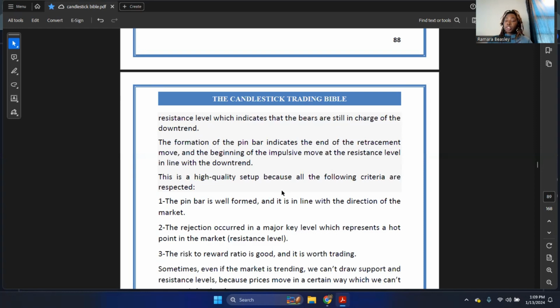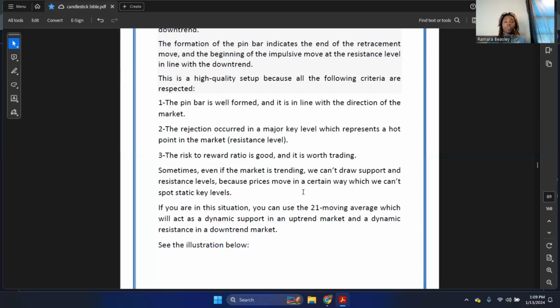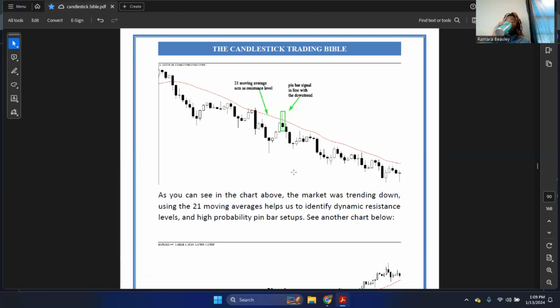Sometimes, even if the market is trending, we can't draw support and resistance levels because price moves in a certain way, which we can't spot static key levels. If you are in that situation, you can use the 21 moving average, which will act as a dynamic support in an uptrend market and a dynamic resistance in a downtrend market. See the illustration below. Okay.